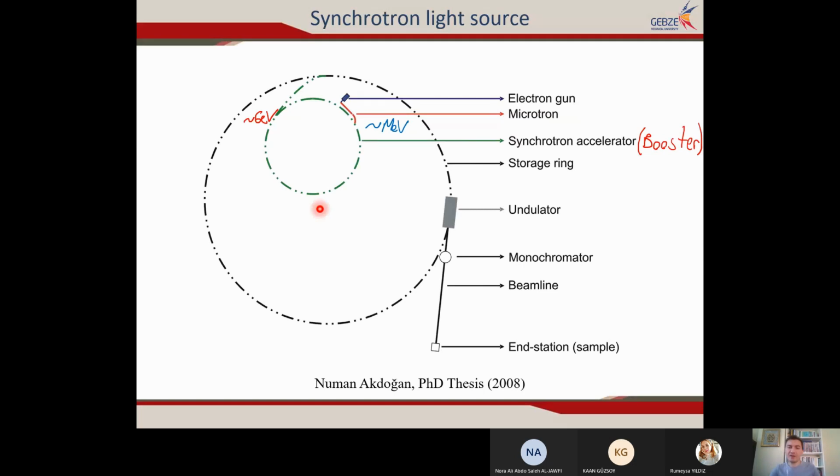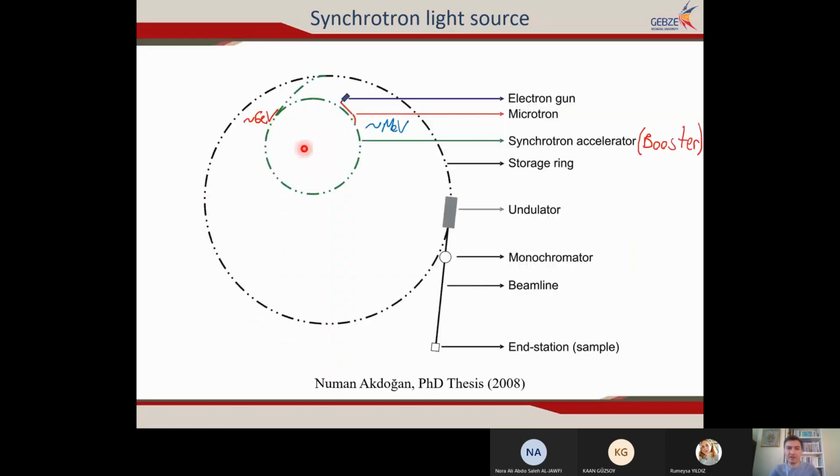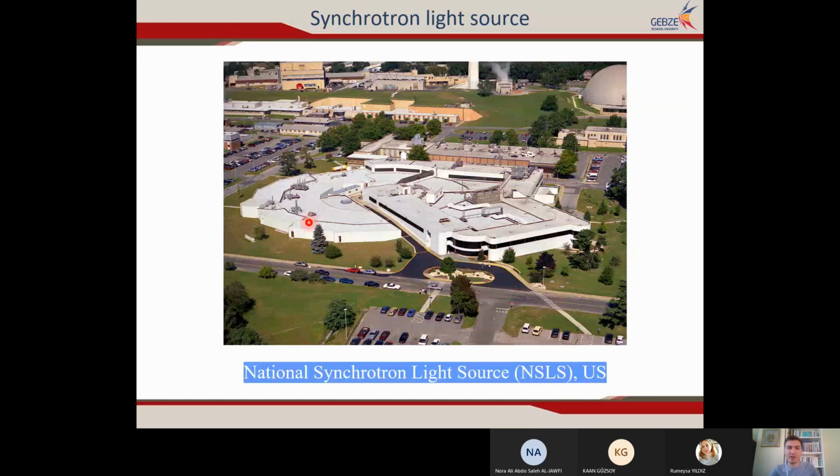Do you have any question here? No. Okay, then let me continue. Here you see a synchrotron light source in the United States. The name is NSLS, National Synchrotron Light Source. Here you see the booster part, and the bigger ring is the storage ring, and there are many beam lines here.